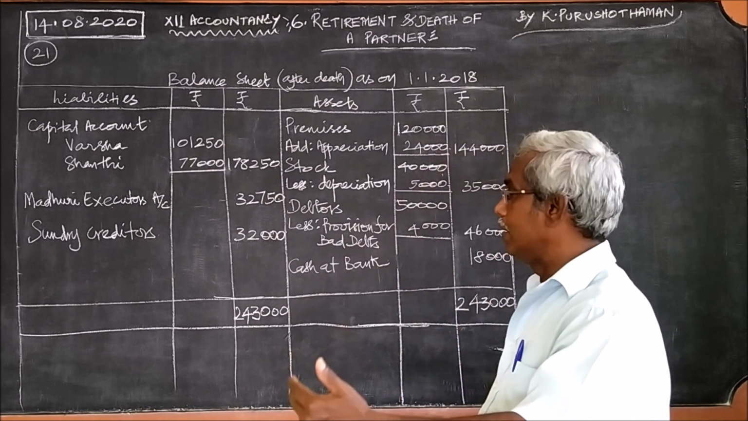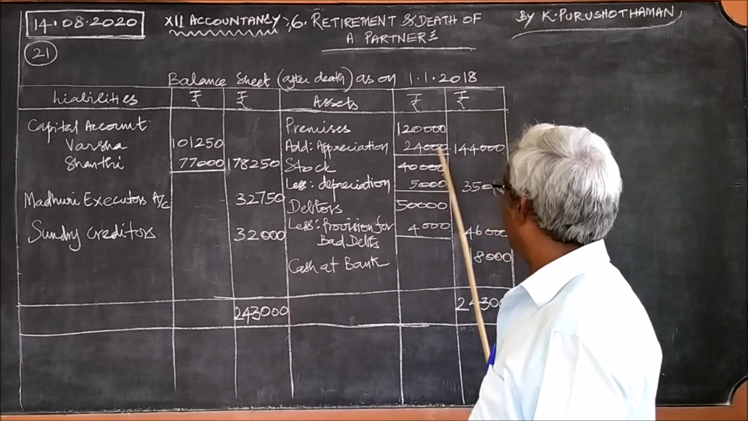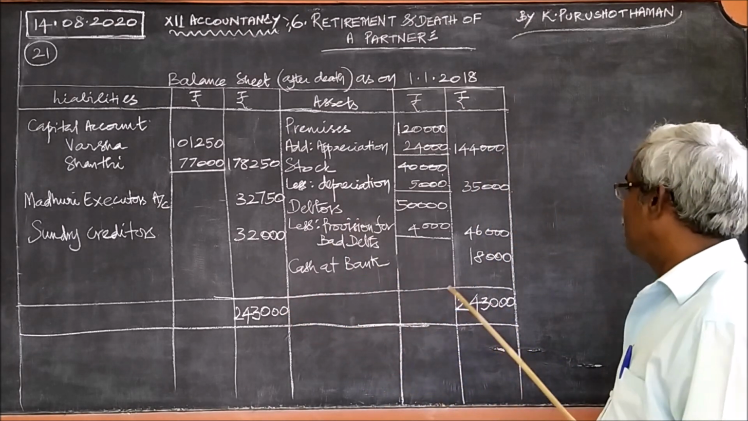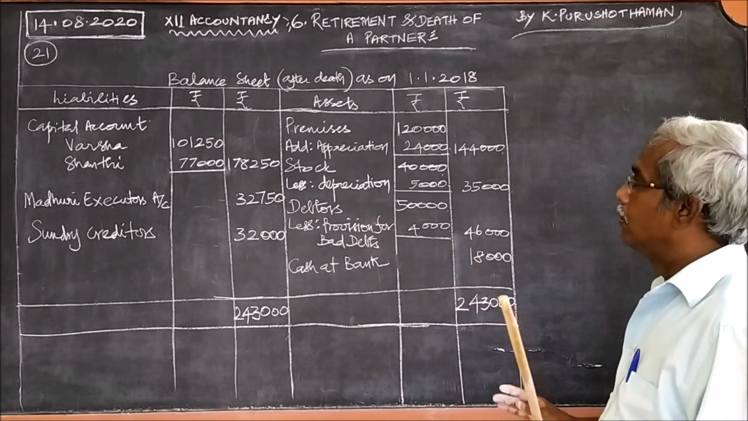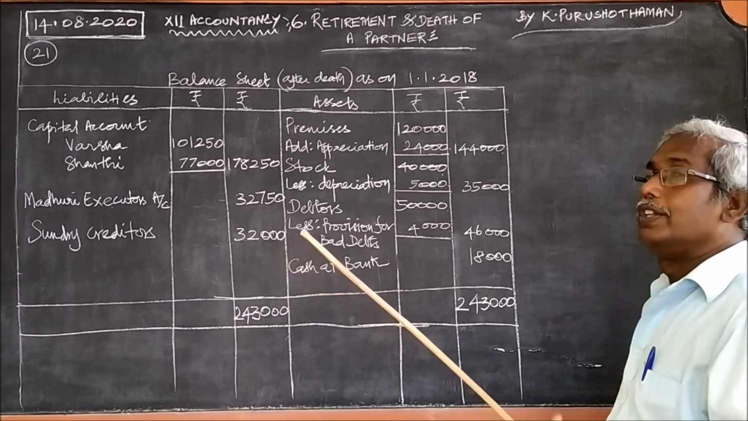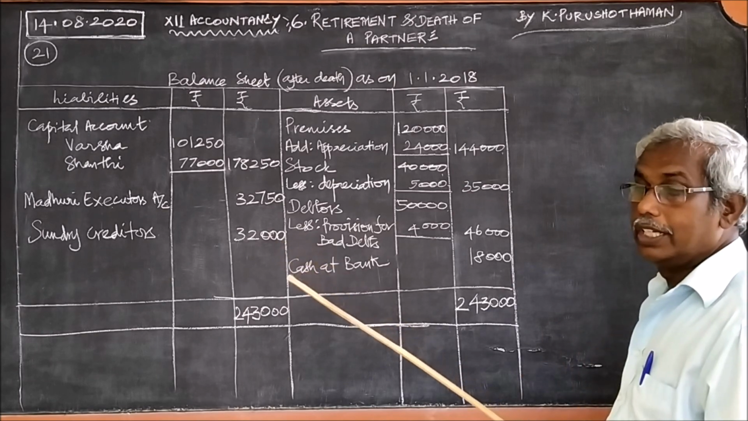After attending all the adjustments, add them and see whether we are getting equal totals. We have got equal totals. Therefore, the problem we have done is correct. Okay, with that we finish. We shall continue it in the next class.